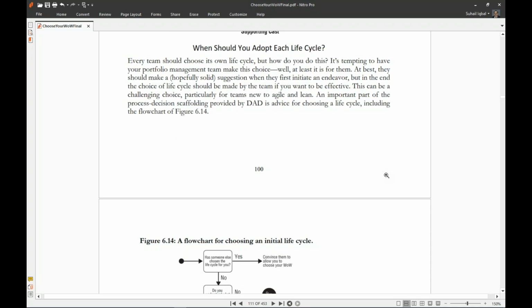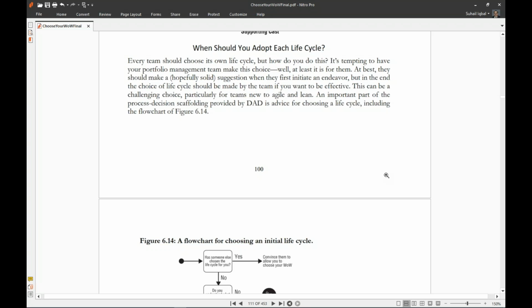When should we adopt each life cycle? Every team should choose its own life cycle, but how do we do that? It is tempting to have your portfolio management team make this choice. Well, at least it is for them. At best, they should make a hopefully solid suggestion when they first initiate an endeavor, but in the end, the choice of life cycle should be made by the team if you want to be effective. This can be a challenging choice, particularly for teams new to Agile and Lean.